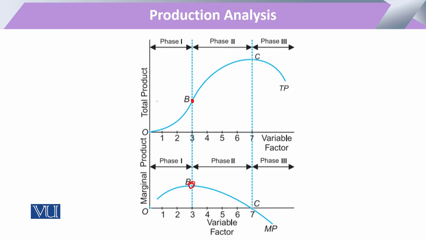So here again, total production was increasing. Here total production was increasing at an increasing rate. And here at a decreasing rate. And this increasing and decreasing rate can be defined by taking the further derivative of the marginal physical product, or the second derivative of the total production.